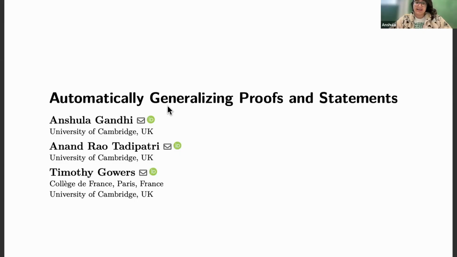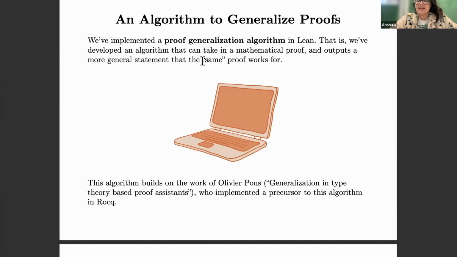I'm going to be talking about automatically generalizing proofs and statements. This work was done in collaboration with Anand, who you just heard from, and our supervisor, Tim Gowers. We've implemented a proof generalization algorithm in Lean. And what that means is we've developed an algorithm that takes in a formalized Lean math proof and outputs a more general theorem and proof.